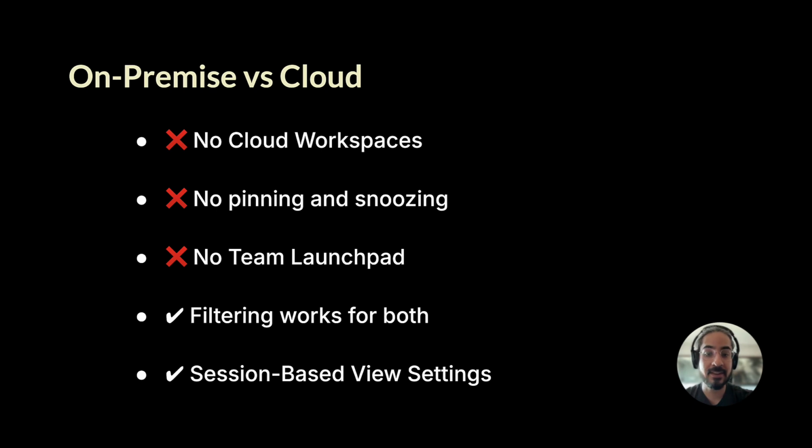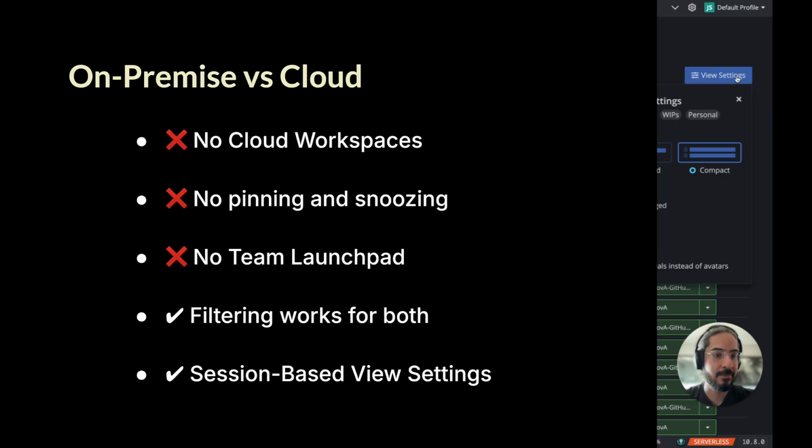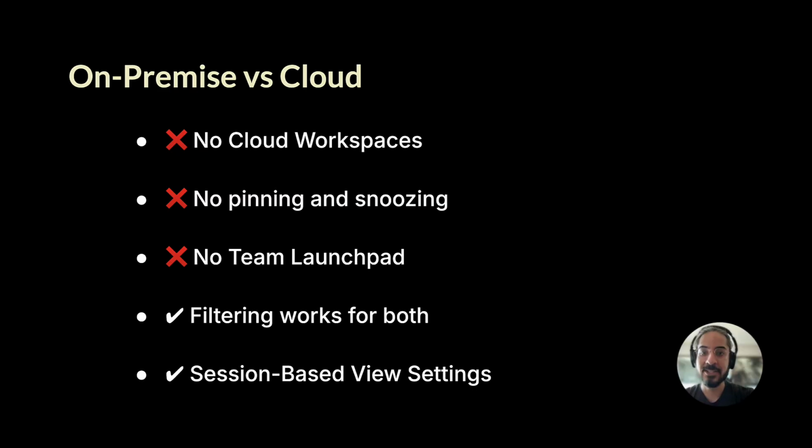But both versions support filtering the list, so you can always get down to what you're looking for. And both versions support saving your view settings. So that's what I was showing here in the top right corner. You have the ability to configure your view settings to match whatever your preferences might be. So that's how the on-premise Launchpad works.